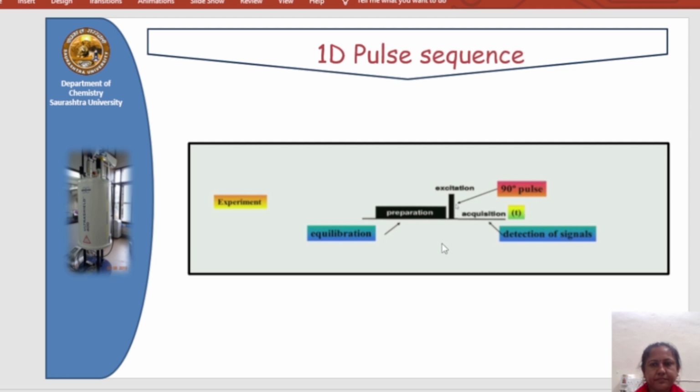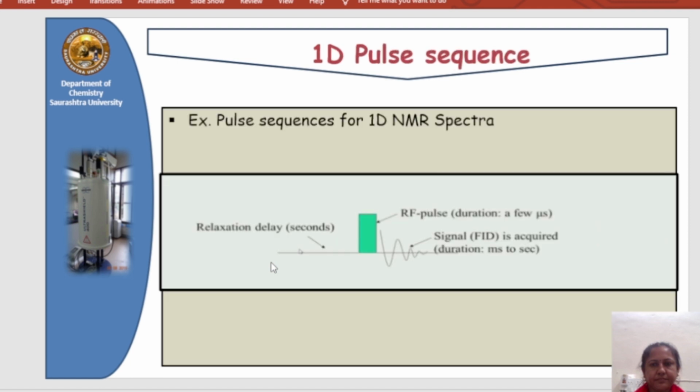After some time it comes to the ground state, and whatever population difference occurs after the excitation is responsible for giving the signal. That can be done by the acquisition process and detection of the signal. So this whole experiment is carried out during the recording of the NMR spectrum.